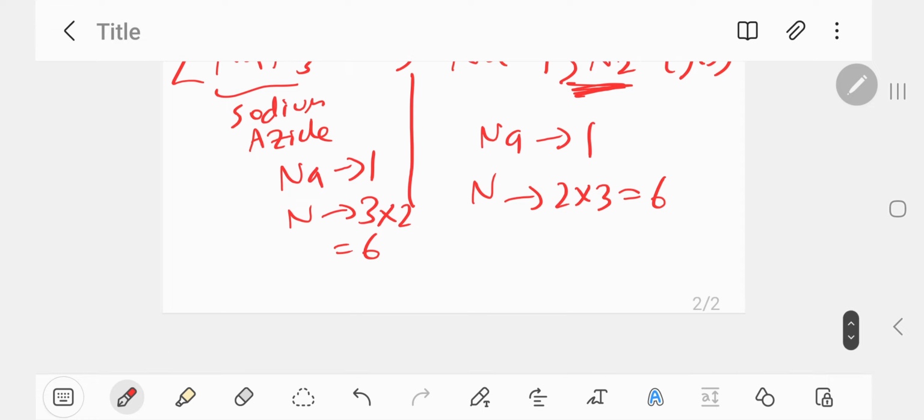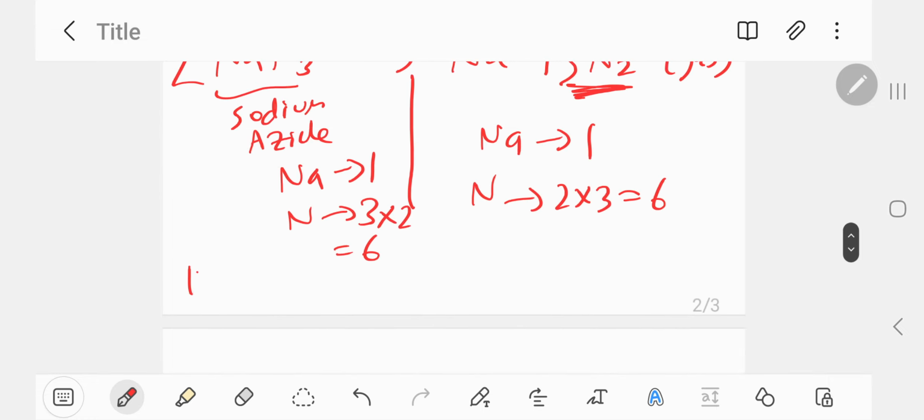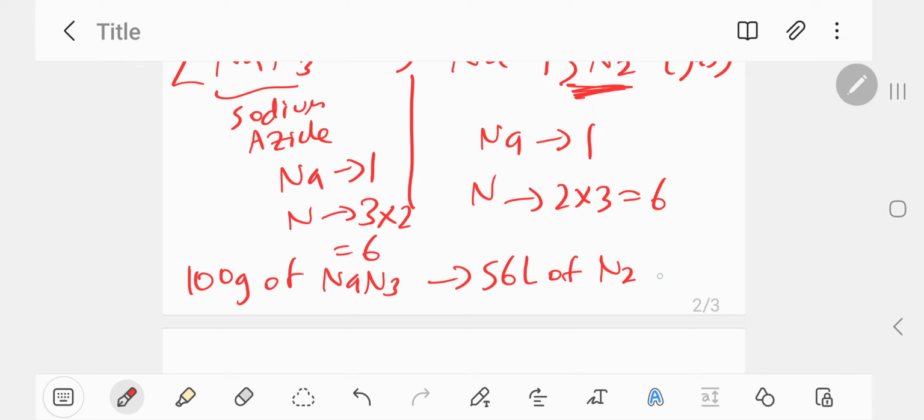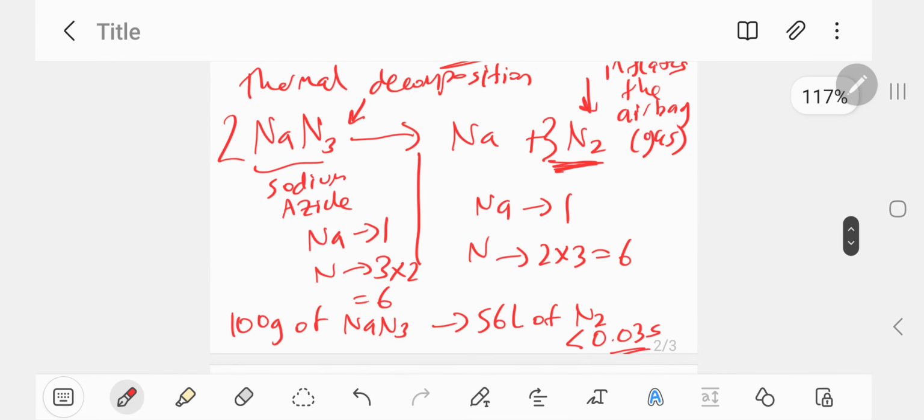And amazingly, here's some facts. 100 grams of sodium azide can give you 56 liters of nitrogen gas in under 0.3 seconds, so a fraction of a second, amazingly. So that's decomposition. It involves the breaking down of a substance to give you 2 or more other substances.